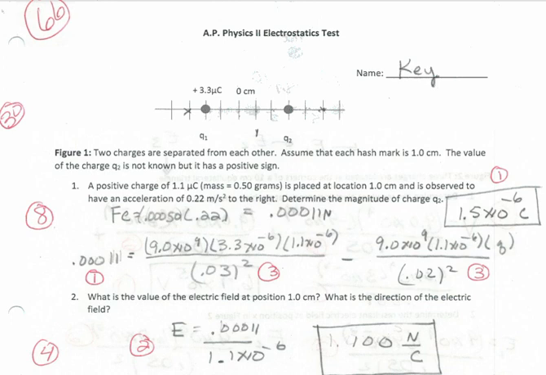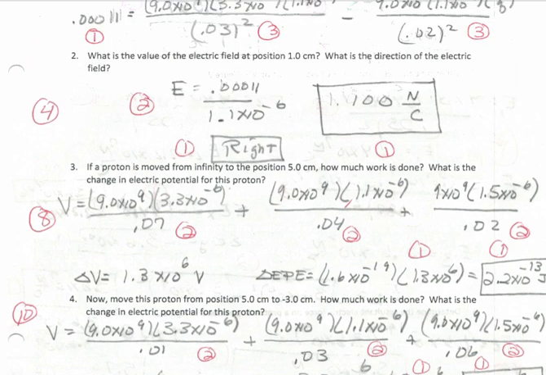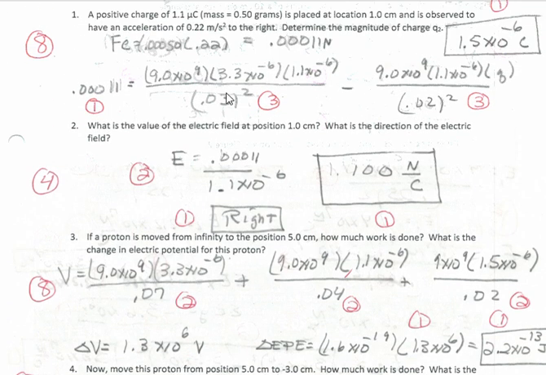Let's continue. What is the value of the electric field? So I'm going to take 0.00011, and that's the electric force there, and I'm going to divide it by the charge that exists there. And the one that exists there is the 1.1 times 10 to the minus 6, and I'm getting 100 newtons per coulomb. The direction is to the right.